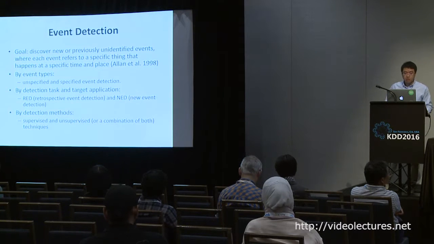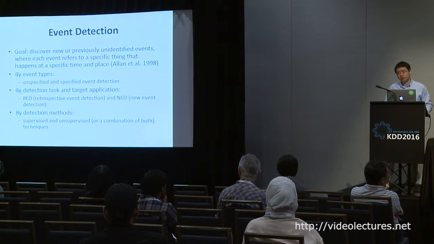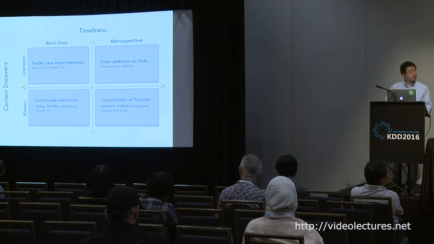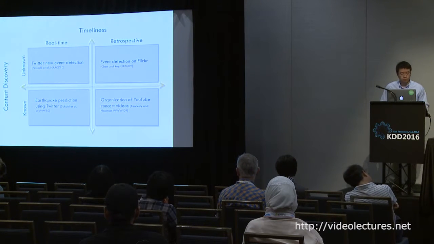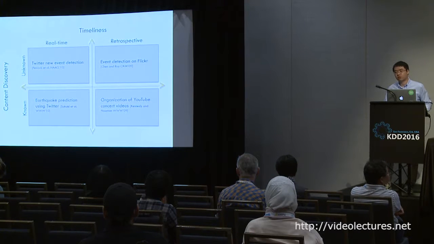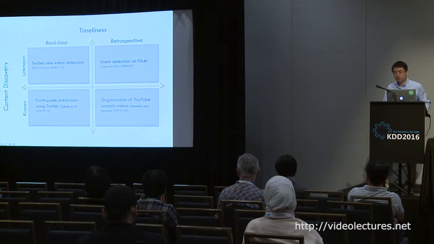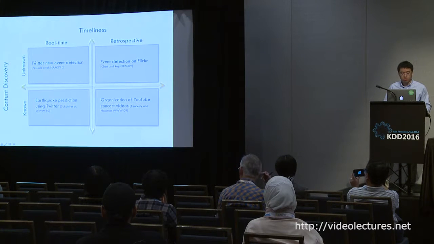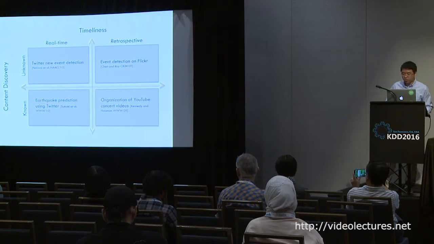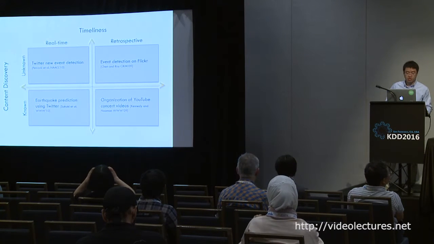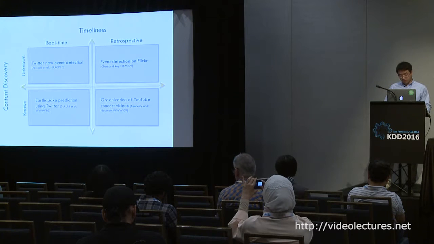And last, by detection algorithm or methods, we can categorize the existing approaches into supervised versus unsupervised approaches, or a combination of both. So here is a quadratic categorization of existing event detection approaches. We have an unknown approach for the unknown or unspecified events. We have approaches such as Twitter new event detection, published in NAACL in 2010, for new events.